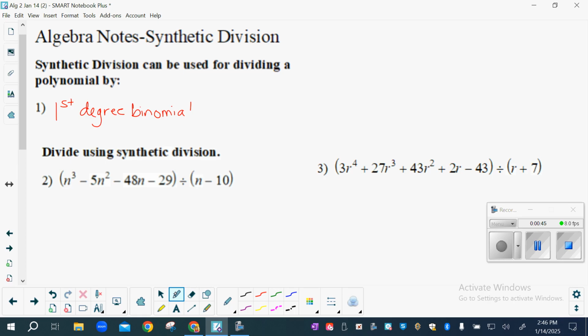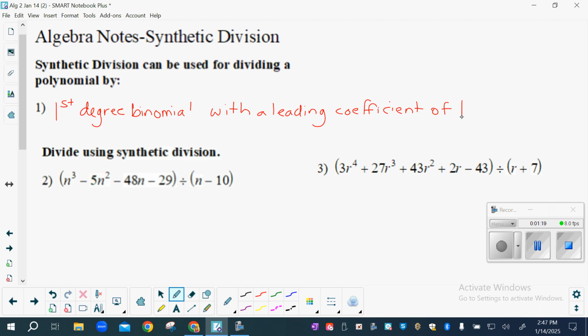Okay, so what's the degree of this here? You said it's a binomial. What's the degree? First degree. How do we know the degree? That's right. The highest exponent on a term would be a 1 on the variable term. So that's a first degree binomial. It's got to be a first degree binomial with a leading coefficient of 1.